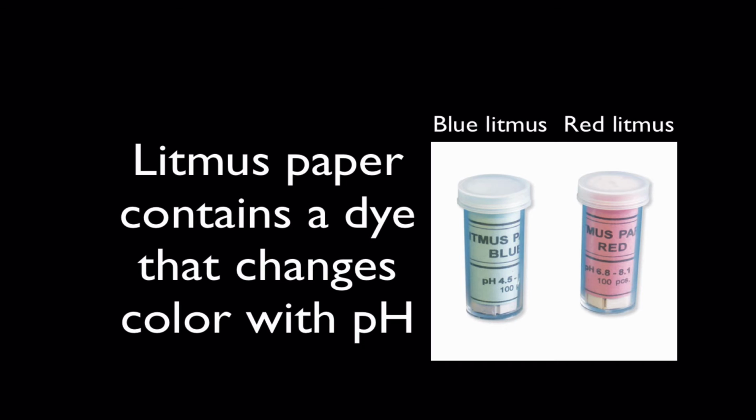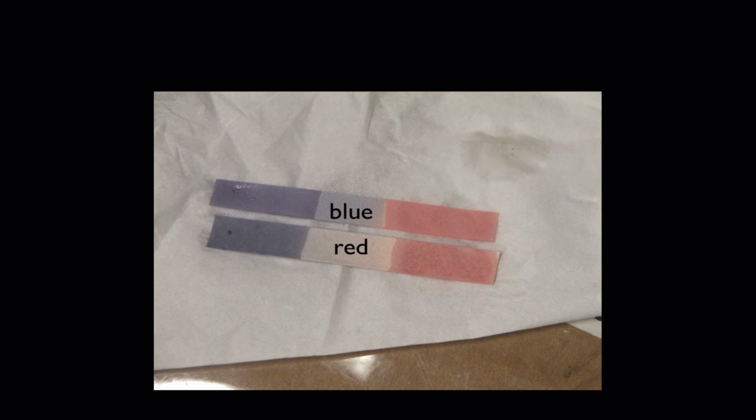And litmus paper comes in two different kinds. There's blue litmus paper and red litmus paper. It's very old stuff. It's been around for a long time. And let me show you guys how it works. All right. Up at the top here, we have a strip of blue litmus paper.